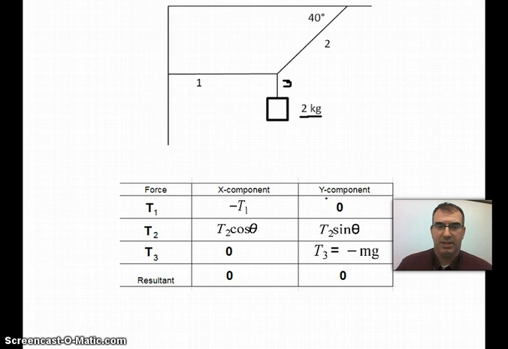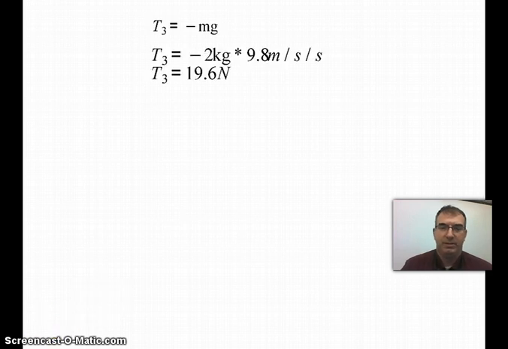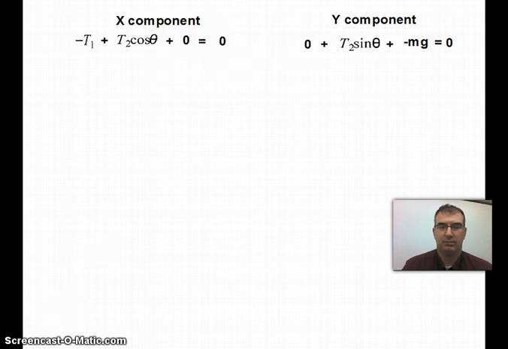So now I just sum up all of my x components and set them equal to 0, and then I sum up all the y components and set them equal to 0. The easiest of the tensions to solve for is T3, as we know what the mass of the block is, and we know what gravity is. Plugging in the values of 2 kilograms and negative 9.8 meters per second squared, we get 19.6 newtons. But don't forget, it is negative because it's in the downward direction.